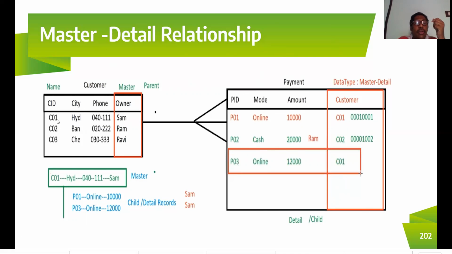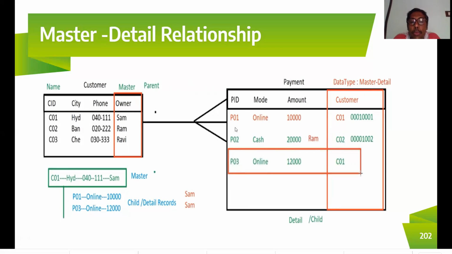So see here, C01 is one particular record. Who is the owner of this record? Sam is the owner of the record. Coming to C02, who is the owner of the record? Ram is the owner of the record. C03, who is the owner of the record? Ravi is the owner of the record. So each and every record, its corresponding child record will also be here.